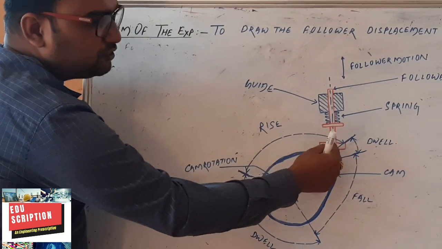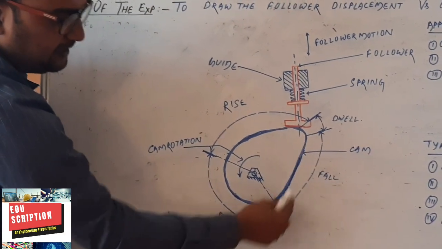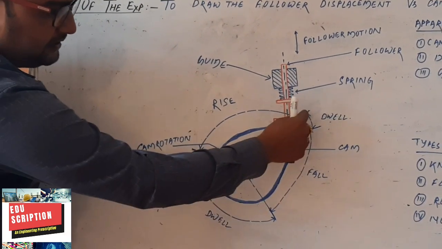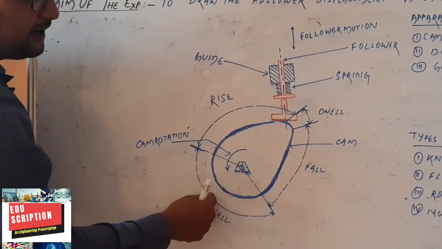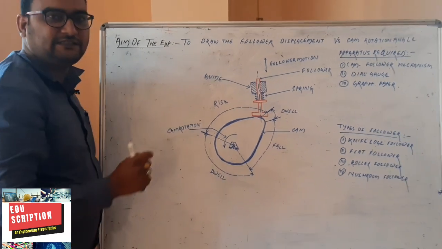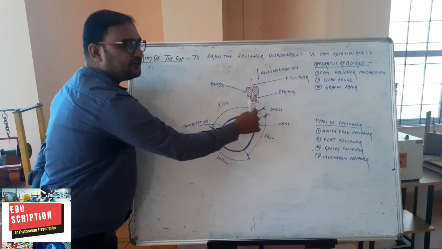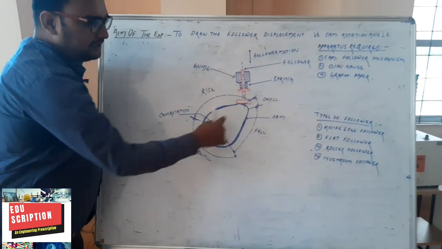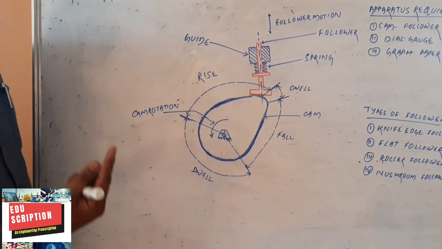That means in this portion the follower rises, and from here to here this part is your fall. In these two other parts the follower displacement is 0, so these two parts are considered as the dwell, because in these two parts the follower displacement is equal to 0.